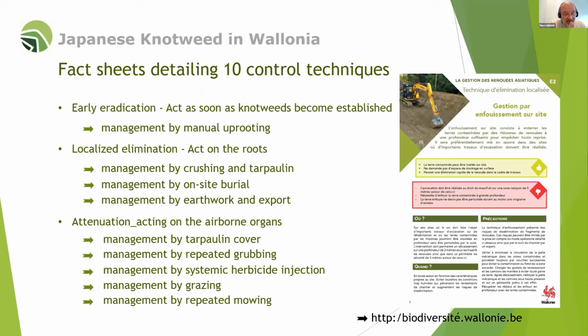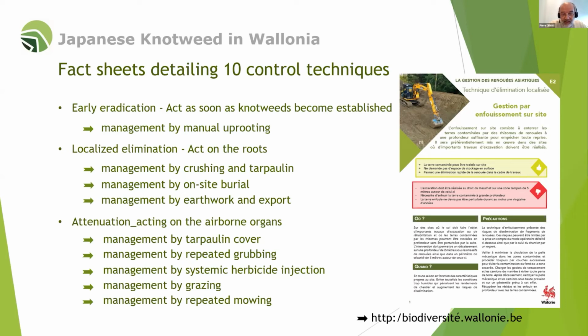For Japanese knotweeds, there are 10 techniques and they are grouped into 3 general families. The first one is early eradication. This is simply the action to be taken very early in the development of the plant. So I think of uprooting, for example. The second family can be summarized as localized elimination. As the name suggests, it refers to using heavy methods to destroy an adult plant. I think of crushing, deep burial, earthwork, and evacuation of the contaminated land.